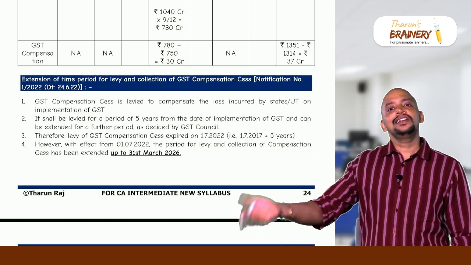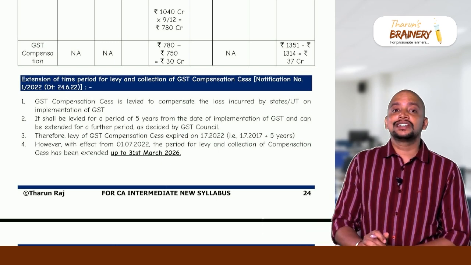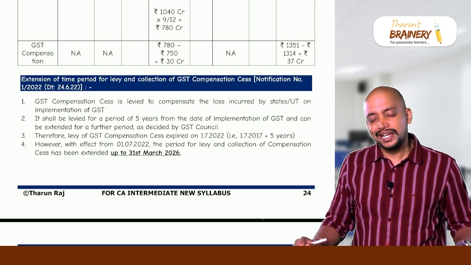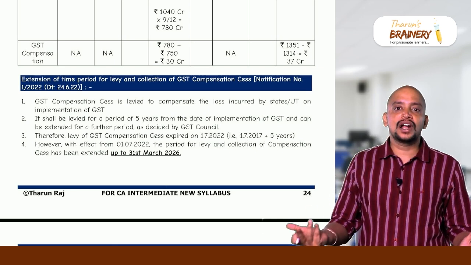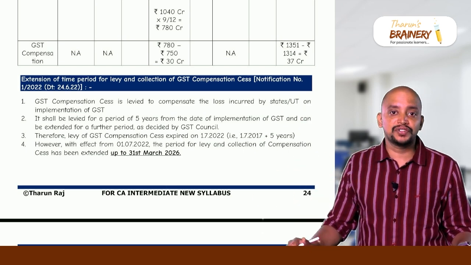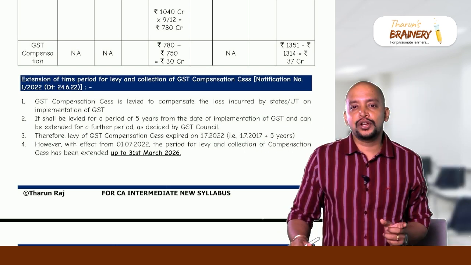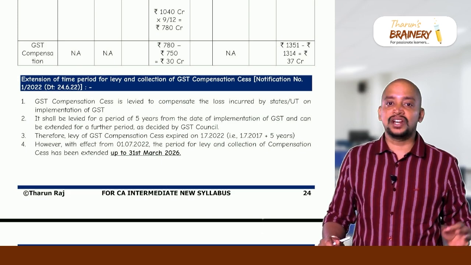So if some states are still not getting much GST revenue, then in that case the compensation cess will continue to be levied. I think this is one of the stupid ideas, but we can't do anything about it. As we need to satisfy the states for the implementation of GST, the central government did this. But in this entire process, who is the sufferer?